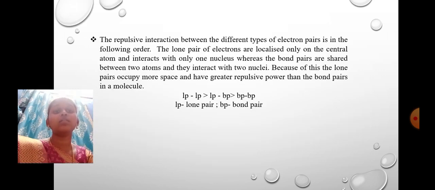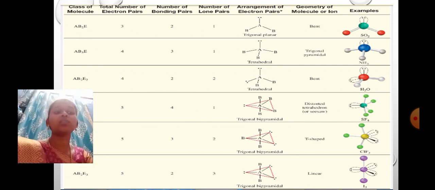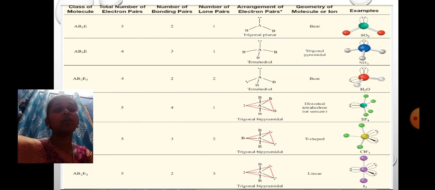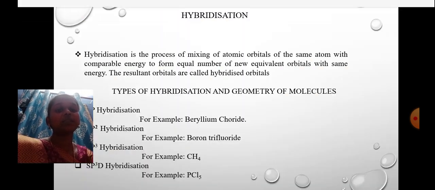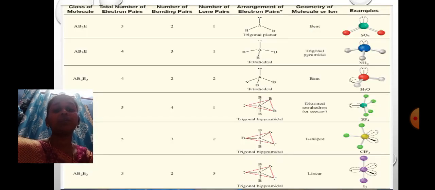We see about the shape and structure of the molecules. First one is the bent model, which is trigonal planar. The total electron pairs is 3, the number of bond pairs is 2, and the number of lone pairs is 1. The geometry of the molecule or ion is bent. These are all the shapes of the molecules.